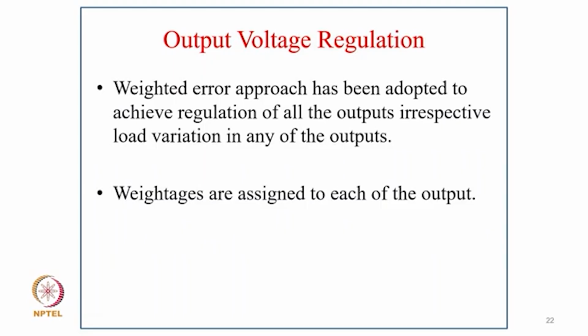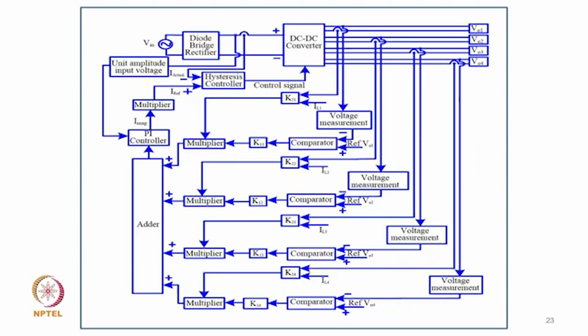Apart from that, we have to regulate the output voltage. So a weighted error approach has been adopted to achieve regulation of all outputs irrespective of load variation in any of the outputs. And weightages are assigned to each output in many cases of power supply. So these are the modifications. We have an input supply with a diode rectifier with filter, and then we have a DC-DC converter. We have multiple outputs.